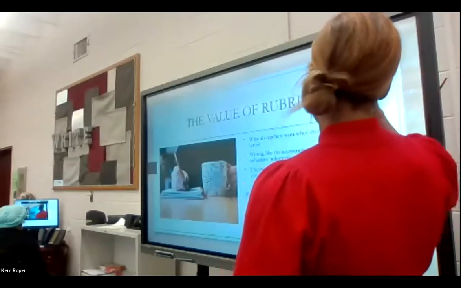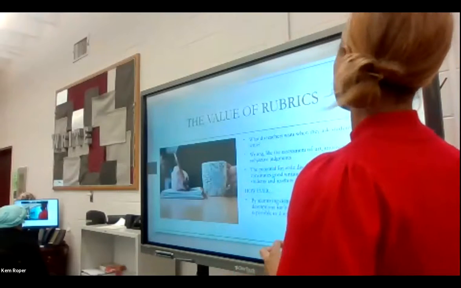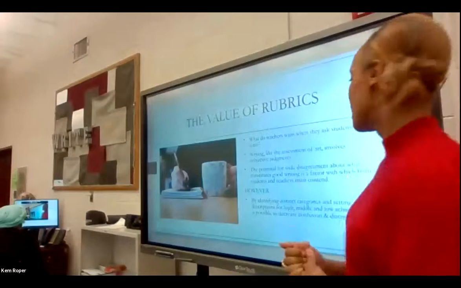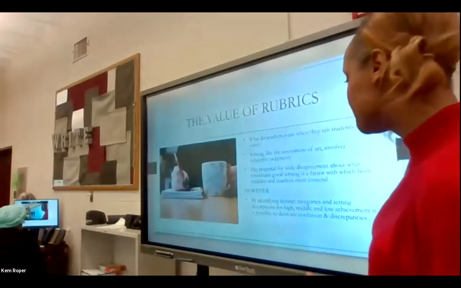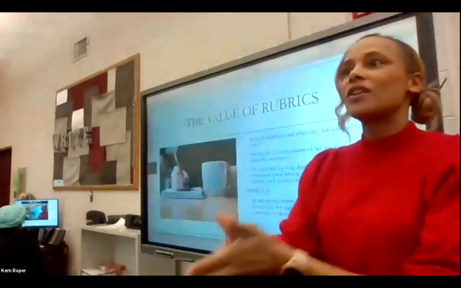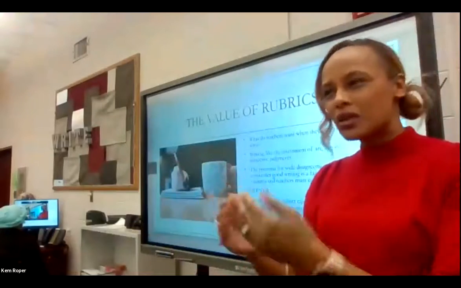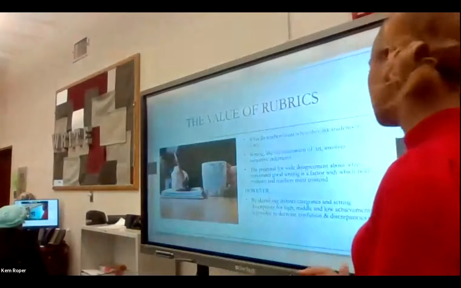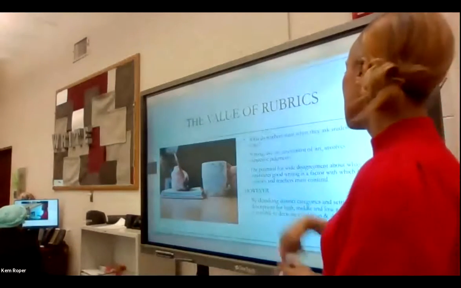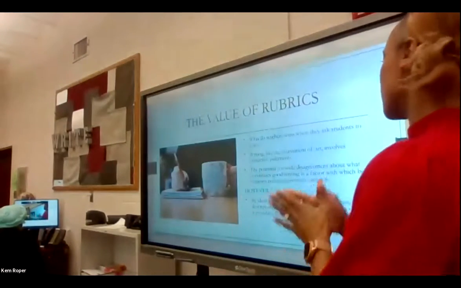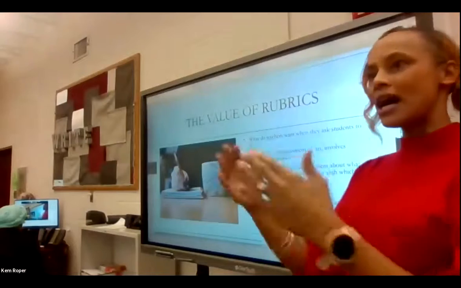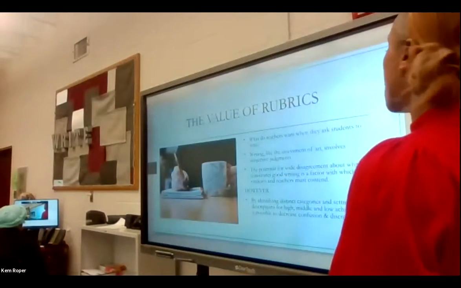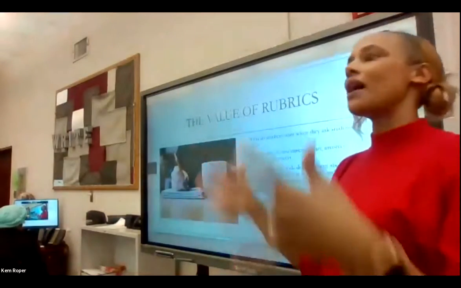So the potential for wide disagreement about what constitutes good writing is a factor with which both students and teachers must contend. However, there is a way to get close to some sort of general sense of a reasonable expectation from our students in terms of their writing, by identifying distinct categories and setting descriptions for high, middle, and low achievement. It is a way to perhaps minimize some of the confusion.